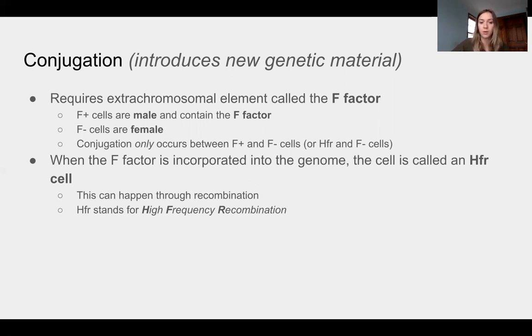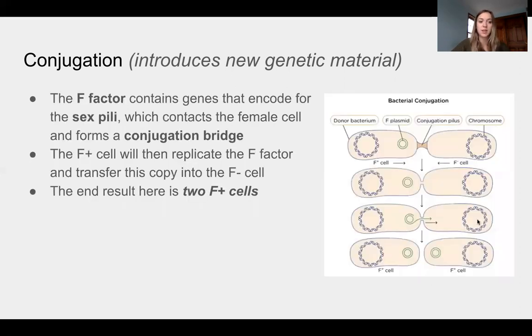Again, we'll talk a lot more about recombination in a couple of weeks when we talk more about DNA replication and things like that. But anyways, a little bit more on the next slide. The F factor encodes for a sex pili, which basically makes a bridge between the two cells, as you can see in the picture over here. When it makes this little bridge, that allows a copy of the F factor to be inserted into the previously F negative cell. The end result of this is two F positive cells.